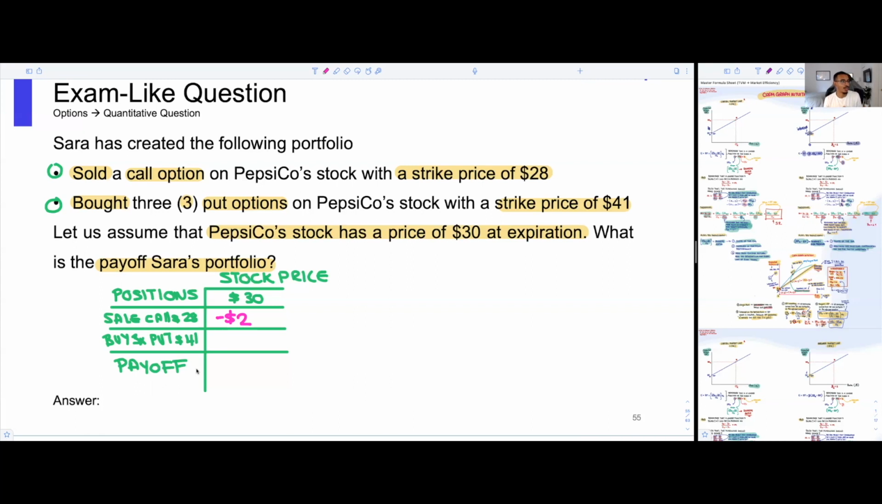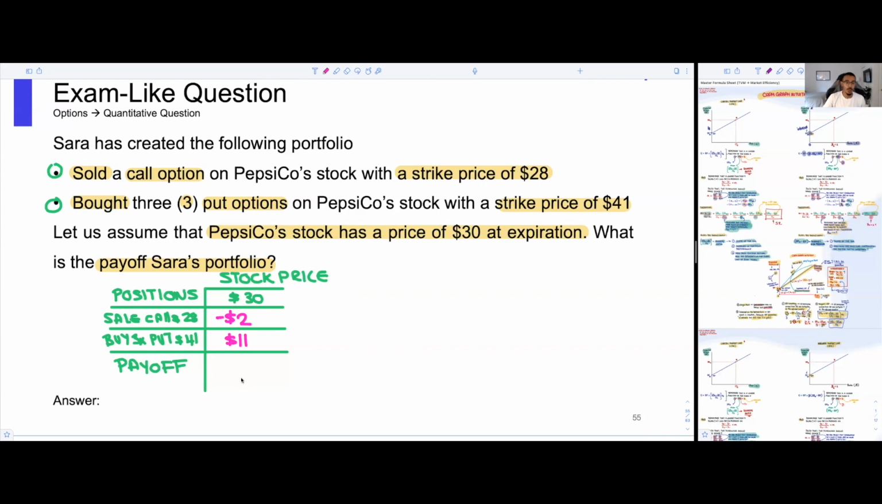That's amazing. So you either have the opportunity to sell the stock at 30 bucks or sell the stock at 41 bucks. Where will you make the most amount of money? Well, of course, you'll make the most amount of money if you sell PepsiCo stock at $41, because you'll be able to sell the stock at a higher price than the market. So people will have to buy it off you at that premium. So you'll be able to make $11 per put if you buy these put options.